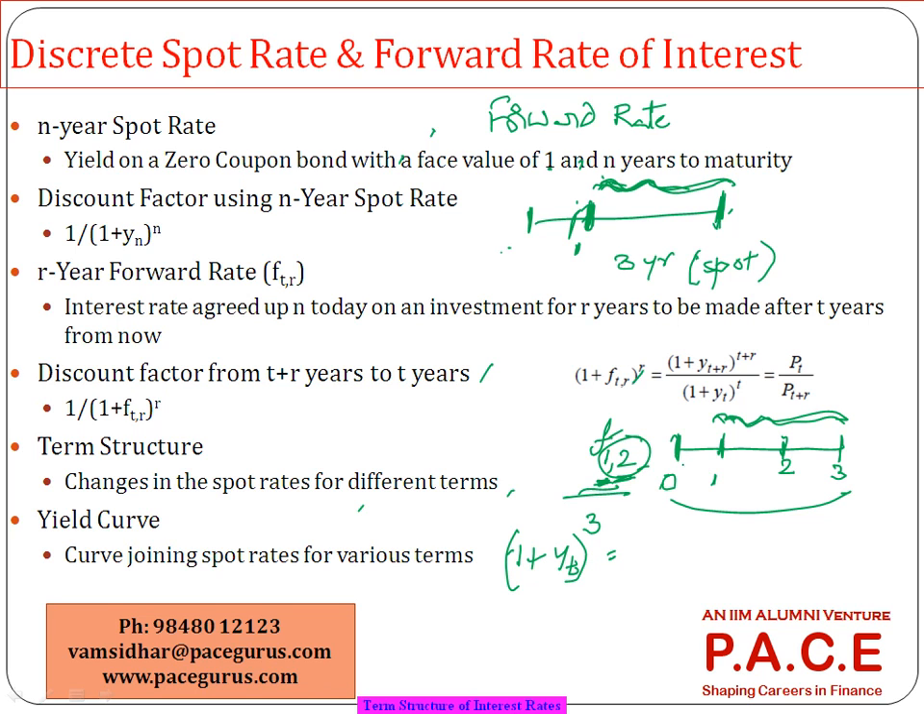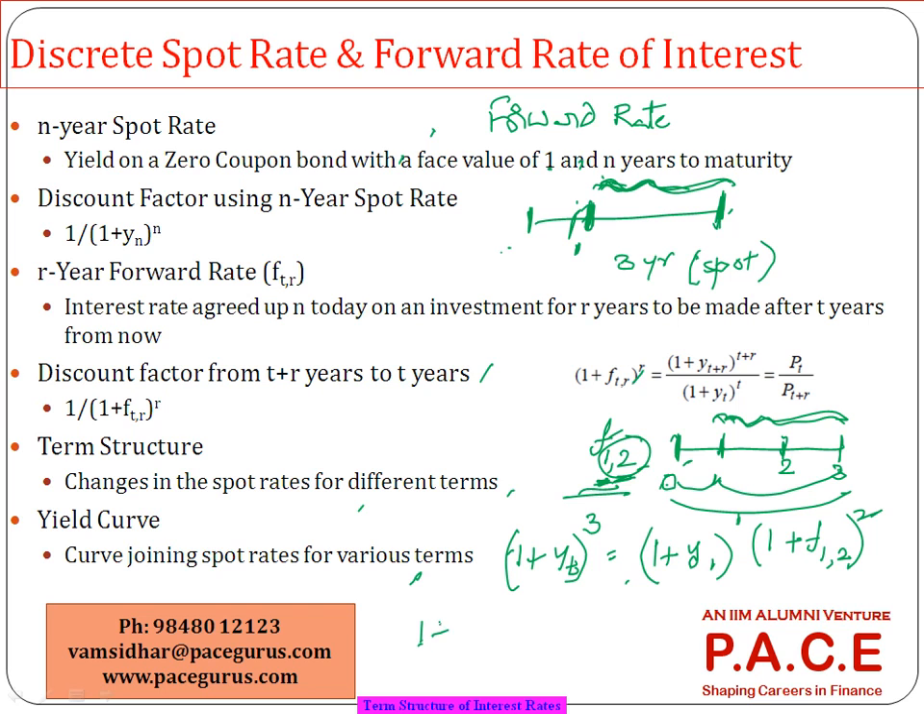What this says is this multiplication factor should always be equal to this: first I deposit for 1 year, and whatever money I get, I deposit at the forward rate for 2 more years from then. Right? These two things should give me an equal value. That is the relationship between the forward rates and the spot rates.